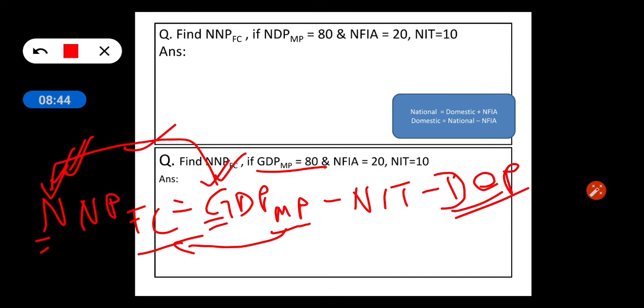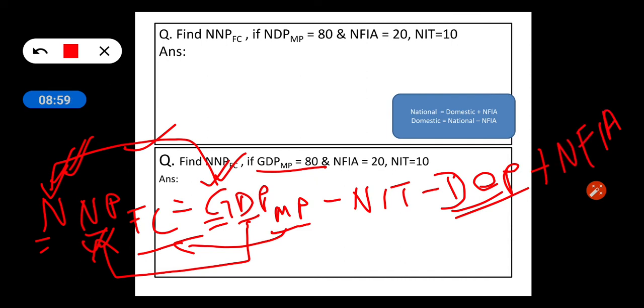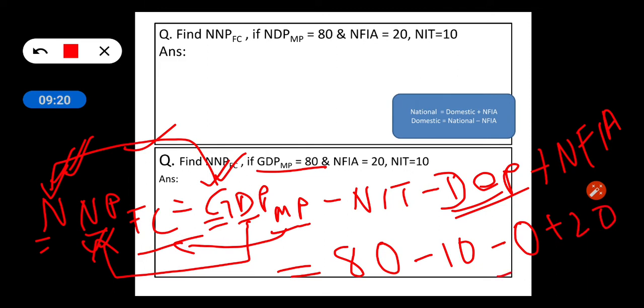And thirdly, we have to check the middle factor. We have on the right hand side domestic, and on the left hand side we have national. So we have to convert domestic to national. To do that, we have to add NFIA, because national is a sum of domestic and NFIA. Let's put the value here. GDP at MP is 80, NIT 10. The value of depreciation is not given, so let's assume it is 0, and NFIA is 20, and you get the answer 90. I hope you're clear.